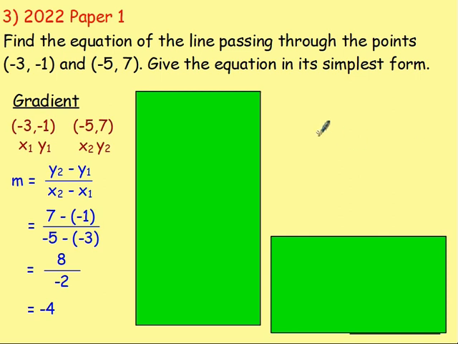Your straight line equation is always of the form y equals mx plus c. We have just worked out what m is. We know m is the gradient, and we know that is negative 4. But as well as working out m, we also have to work out the y-intercept. If you're given a graph, sometimes you can see where the graph crosses, and it'll tell you where it crosses. It might say it crosses at 0, 7. Perfect, you know the y-intercept is 7.